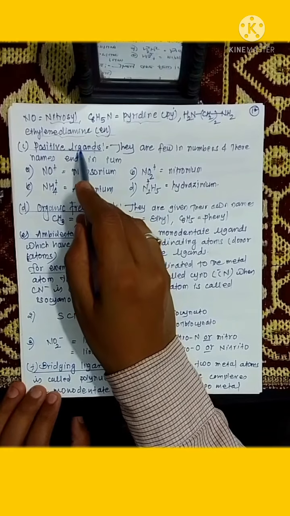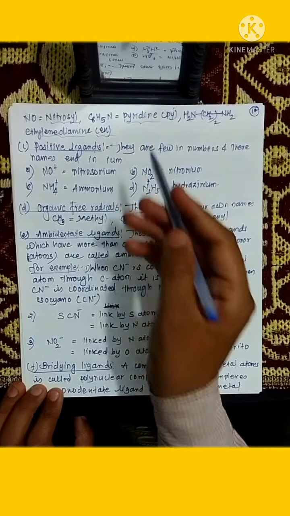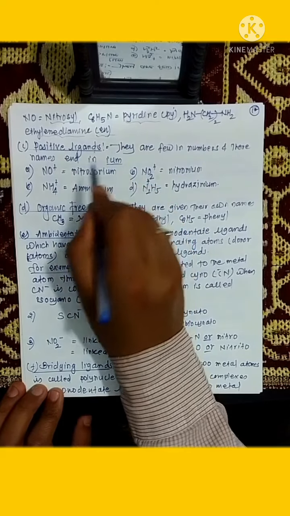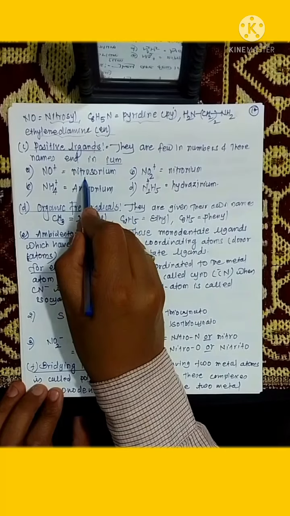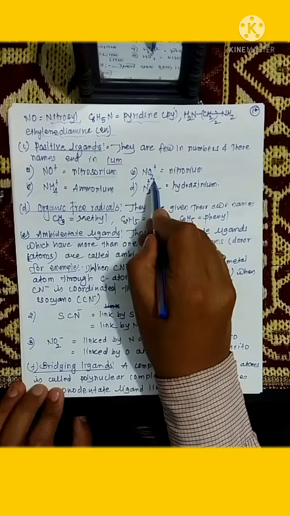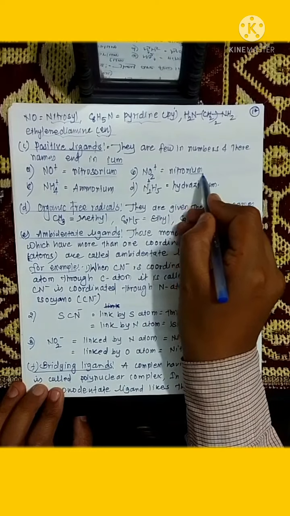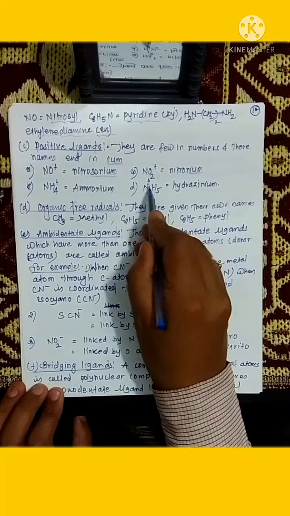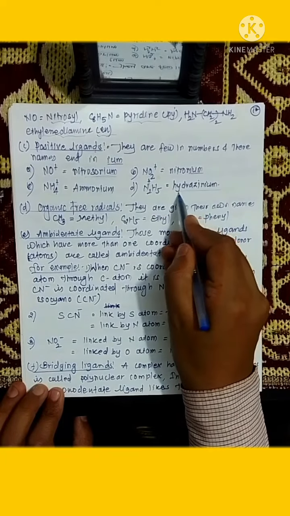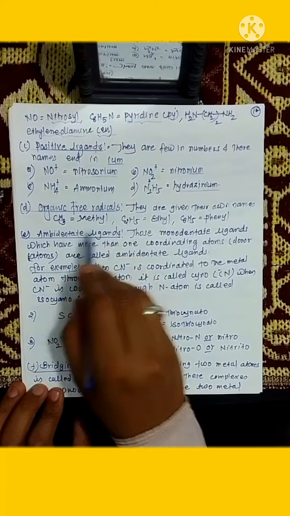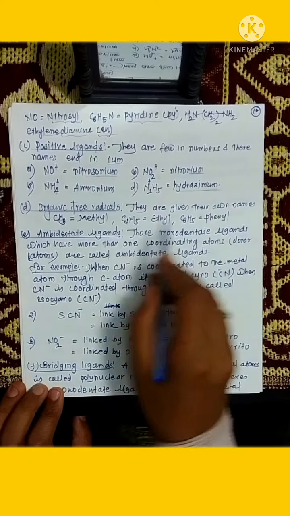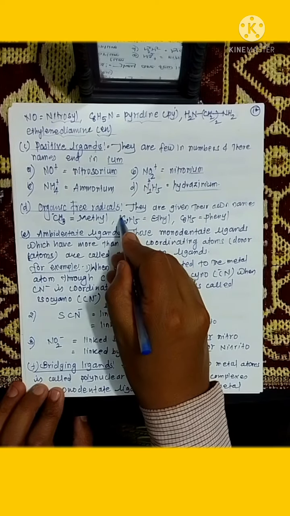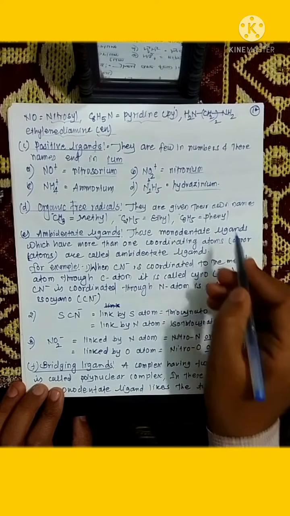Positive ligands are very few in number and their names end with ium. NO plus is written as nitrosonium. NO2 plus is written as nitronium. NH4 plus is written as ammonium. N2H5 plus is written as hydrazinium. Organic free radicals are given their own names. It simply means that the methyl free radical is written as methyl, ethyl as ethyl, and phenyl radical as phenyl.